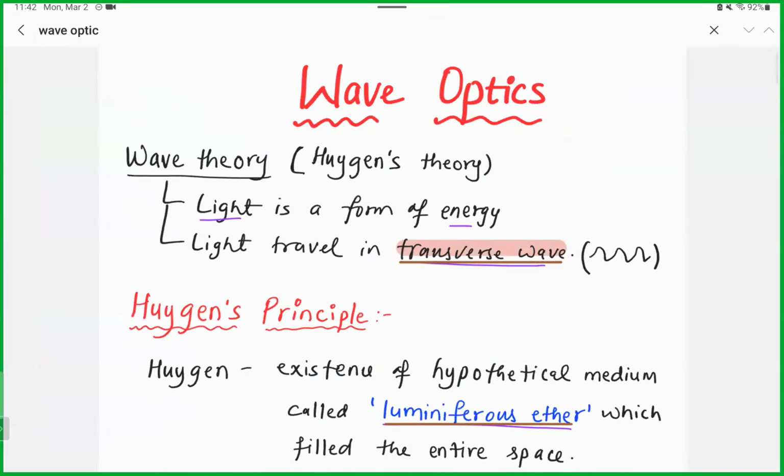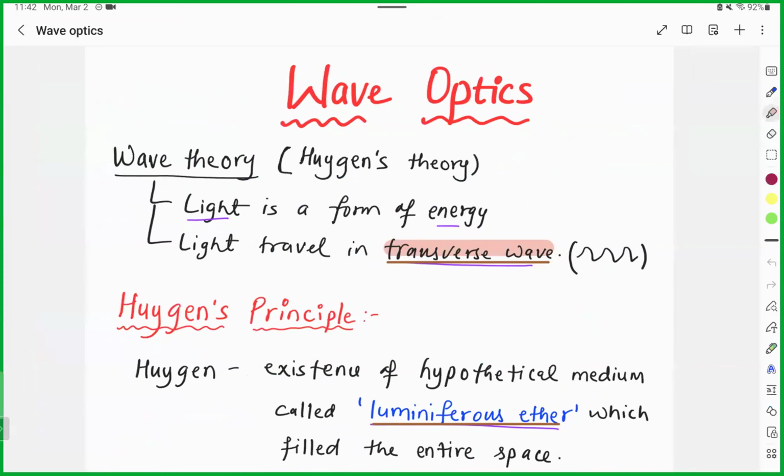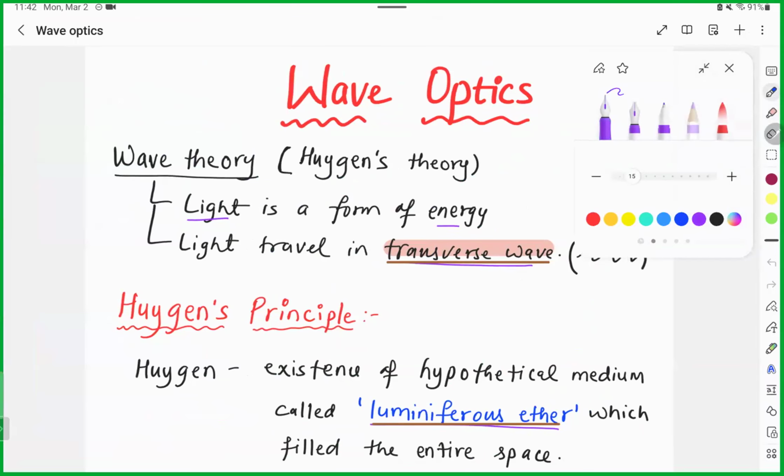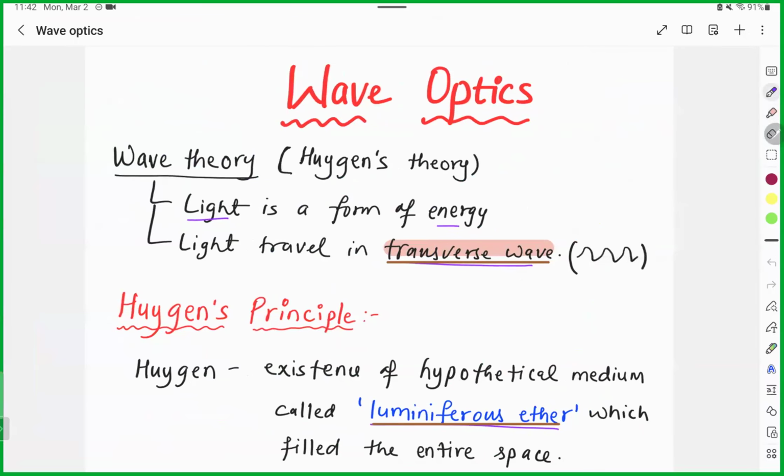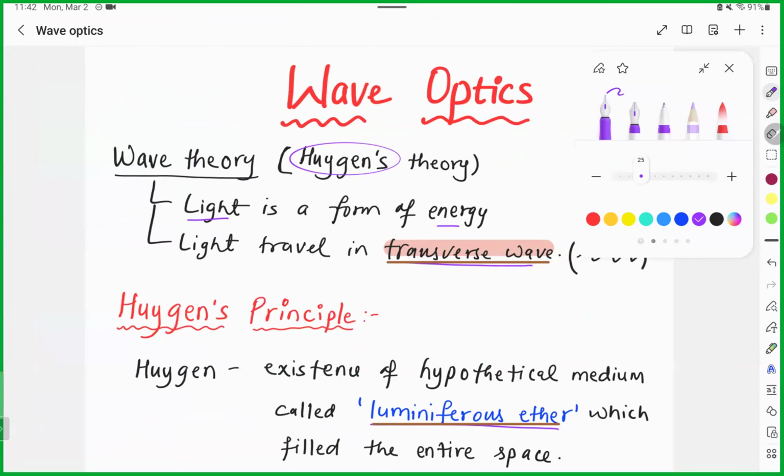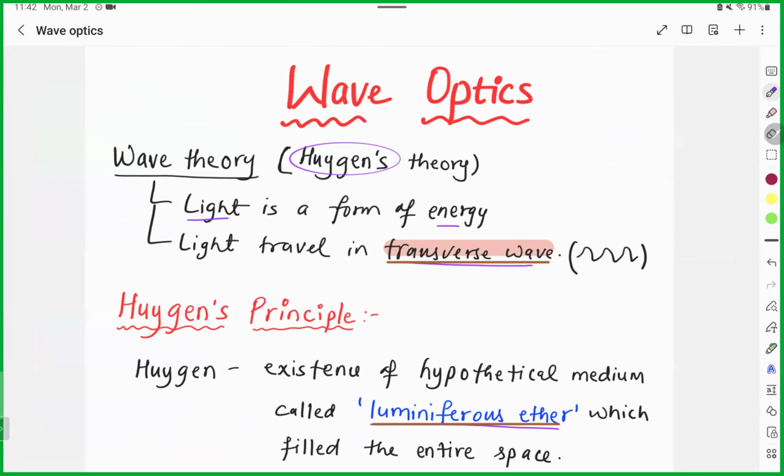So, as you know, you are already aware about this chapter, wave optics, where we talk about the wave nature of light. And this wave theory is given by Huygens, Huygens theory of wave. And in this, light will travel as a transverse wave.